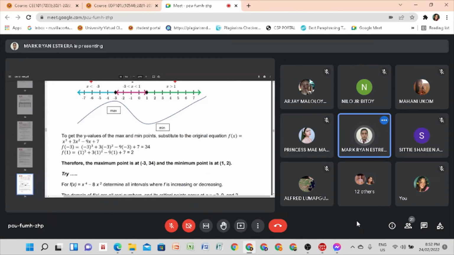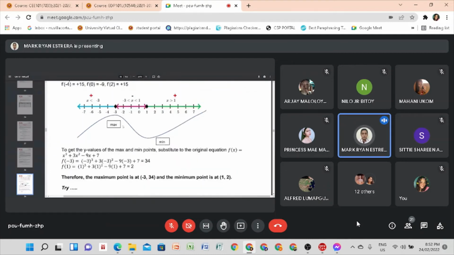From there, f of negative 3 gives the answer 34. This is your y, paired with the negative 3. So if you graph it, it is on the left, in the second quadrant, as your Cartesian coordinate. And at f of 1, the result is 2. Therefore, 1 and 2 is your minimum. So that is the curve of the function.